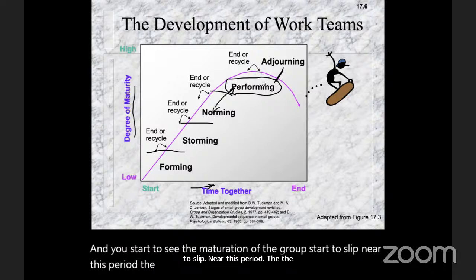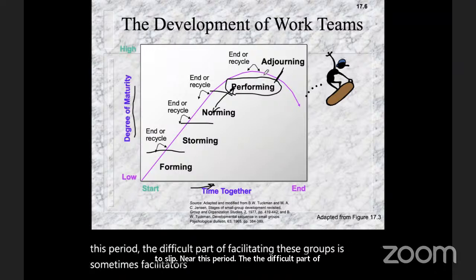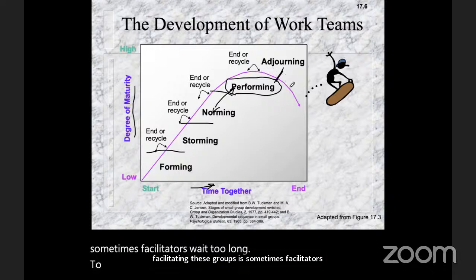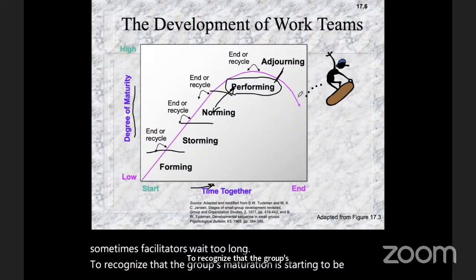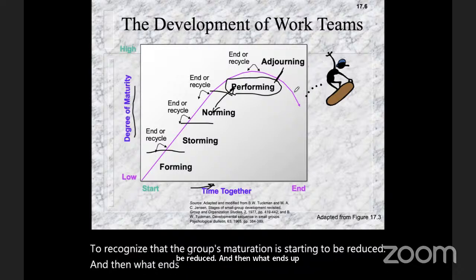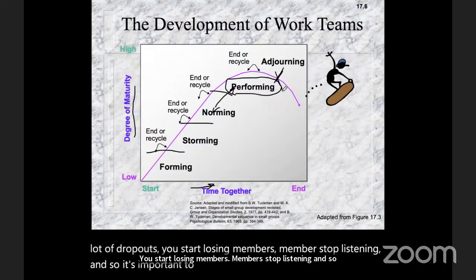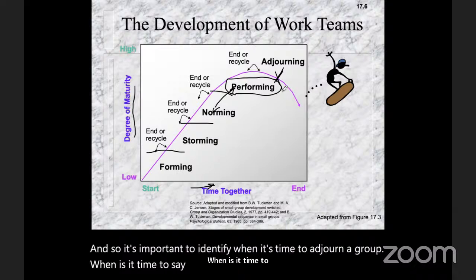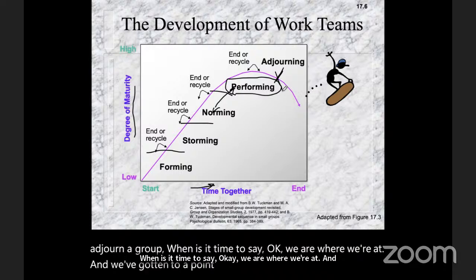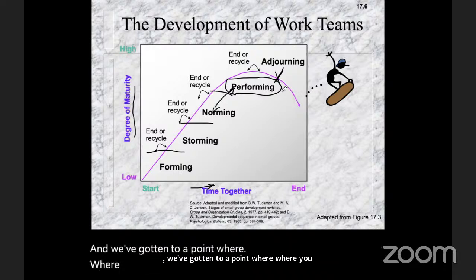The difficult part of facilitating these groups is that sometimes facilitators wait too long to recognize that the group's maturation is starting to be reduced. And then what usually ends up happening is you have a lot of dropouts. You start losing members. Members stop listening. And so it's important to identify when it's time to adjourn a group. When is it time to say, okay, we've gotten to a point where you all are taking on the skills and everything else.